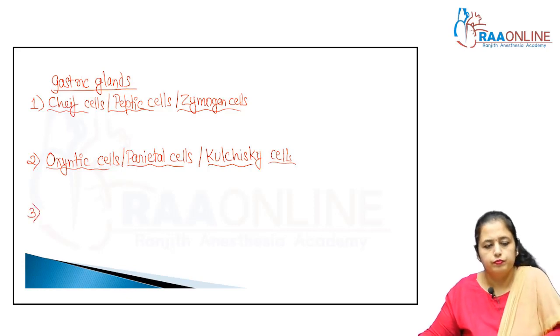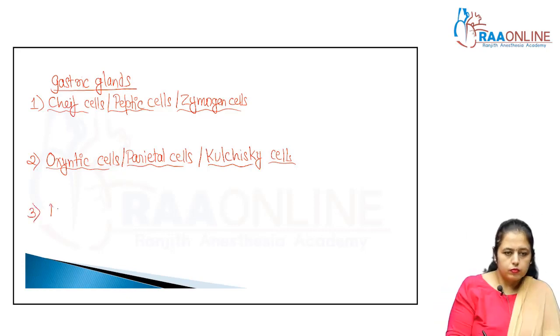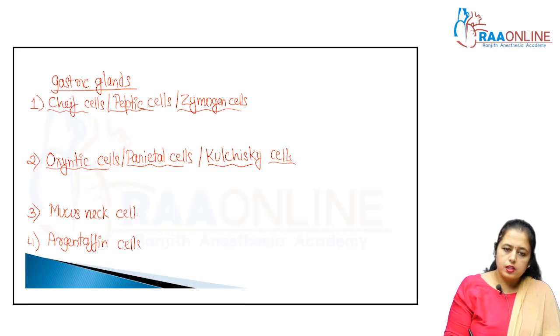Third is mucus cells, right? Fourth, argentaffin cells, and the fifth is the G cells, right? Now what will happen? In NCERT only the upper 3 are given.